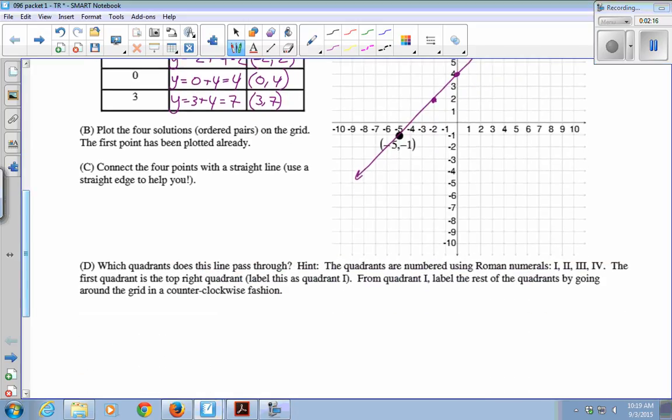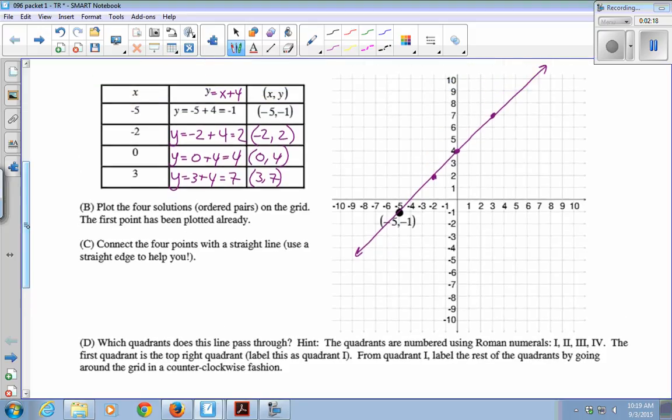So which quadrants does this line pass through? Anybody remember what the quadrants are? 1, 2, and 3. Great. So 1 is the upper right. That's always the first one. So this is quadrant 1. And then you go counterclockwise around. So this is 2, 3, and 4. 1, 2, 3, 4. So that line lives a little bit in 1, 2, and 3.